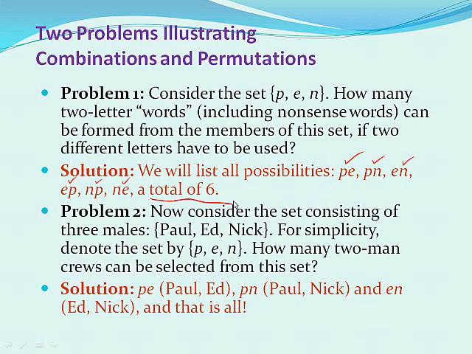Now in problem 2, we consider the set consisting of 3 males, Paul, Ed, and Nick. For simplicity, we are going to denote this set by P, E, N. How many 2-man crews can be selected from this set? To answer this question, we can select Paul and Ed, which is PE, Paul and Nick, PN, and we can also select Ed and Nick, which stands for EN. These are all the possibilities.